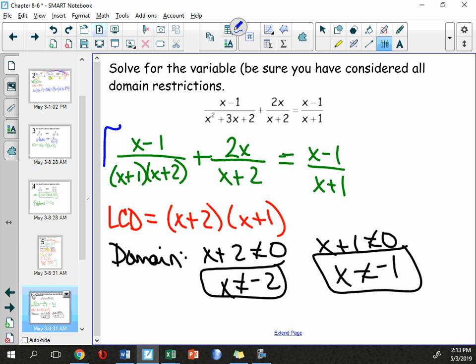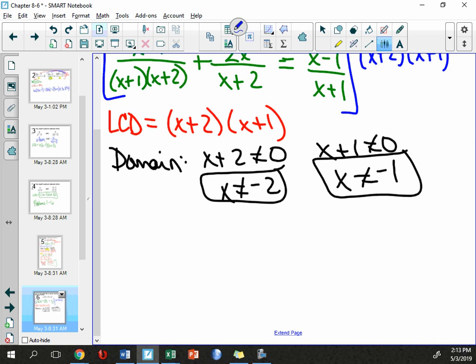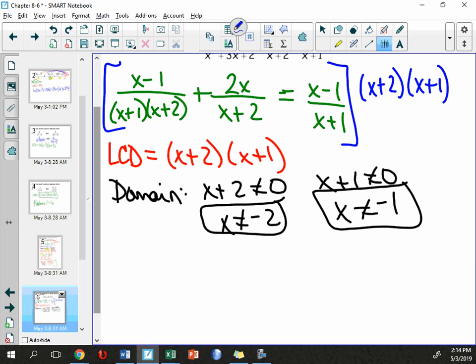Now we're going to do brackets. And what do I put on the outside of the bracket? The LCD, which is going to be x plus 2 and x plus 1. When we multiply by our LCD, the goal is to what? Eliminate every fraction, eliminate every denominator. So what will remain when I distribute this? X minus 1, everything cancels out.